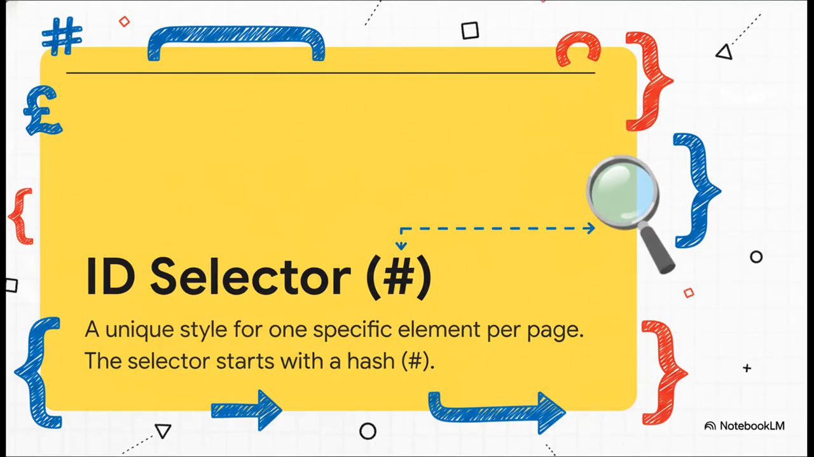Okay, now for the other side of the coin, the ID selector. If a class is like a paint roller you can use everywhere, an ID is like a sniper rifle. It's meant to target one and only one element on a page. The rule is an ID has to be unique. You target it in your CSS with a hash symbol. It's for those special one-of-a-kind elements like your main header or the footer.